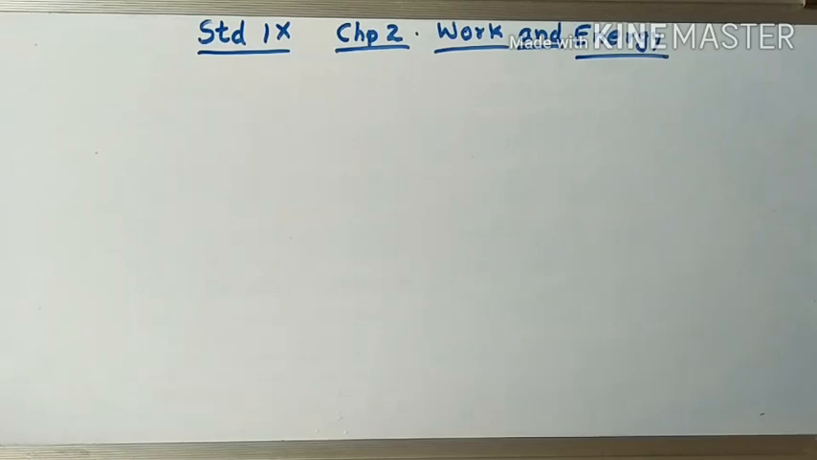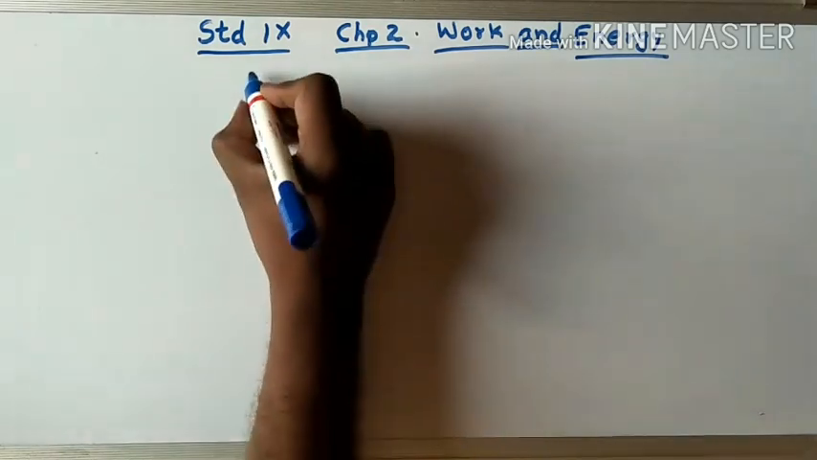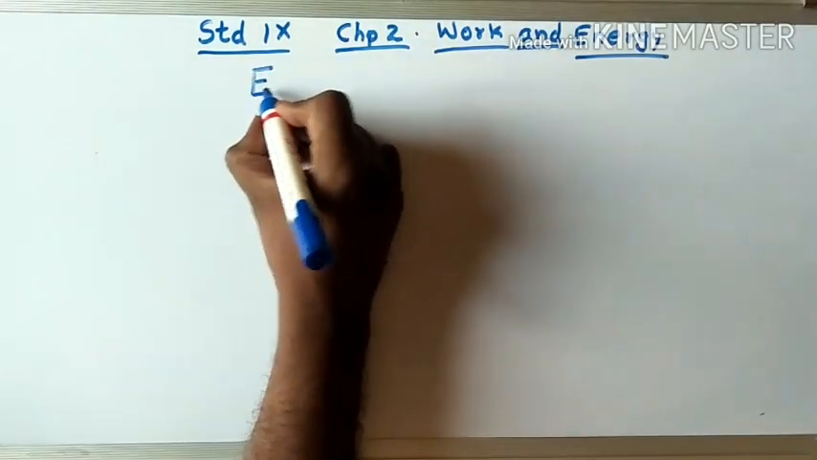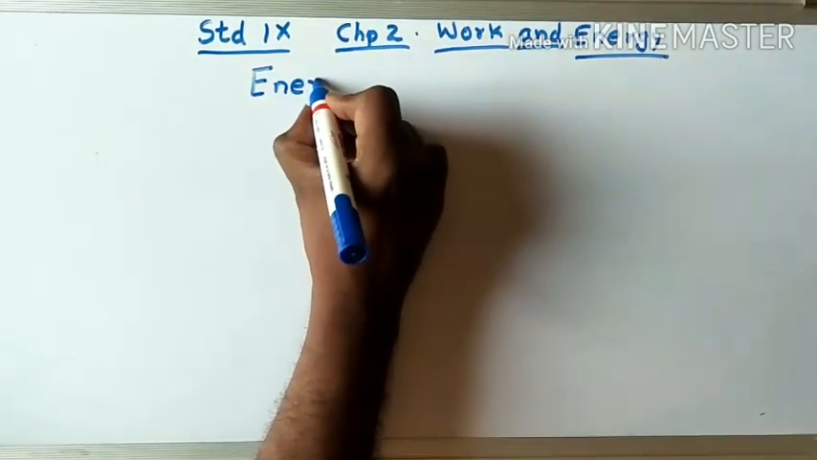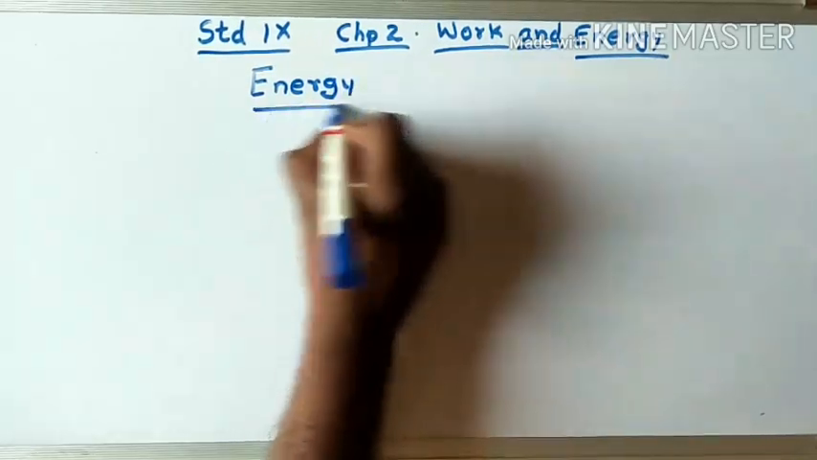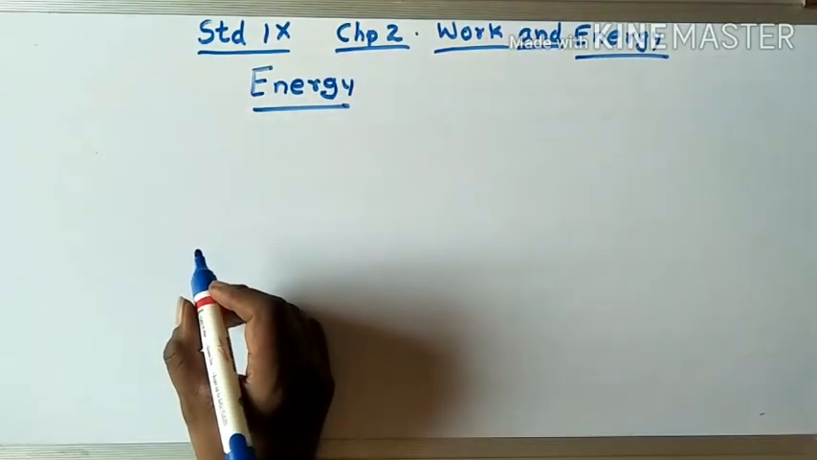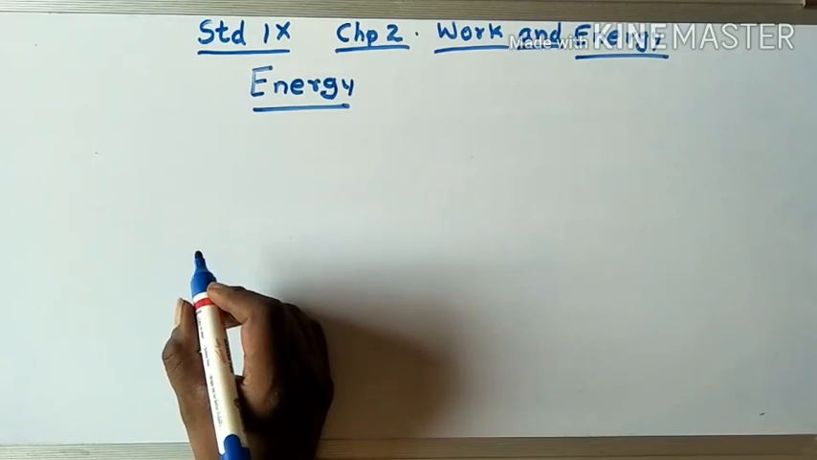Today we'll be starting with Chapter 2, Work and Energy, Part 2. So today we'll learn about energy. What do you mean by energy? Energy means a capacity to do some work is called as energy.